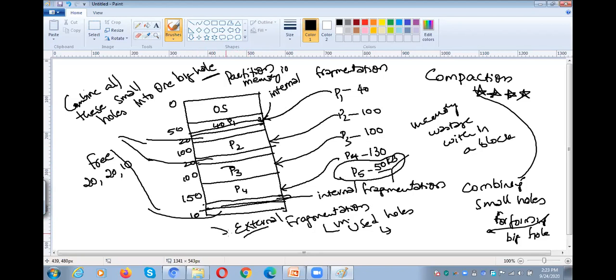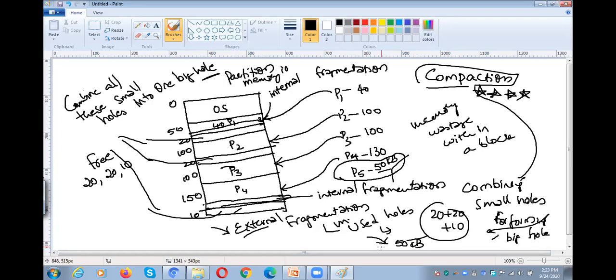How can we avoid external fragmentation? We can avoid external fragmentation by the technique called compaction. Compaction means combining all small holes to form a big hole. If we combine all the small holes, in our example there are 3 small holes of 20 size, 20 size and 10 size. If we combine all these 3, how much memory will we get? It will form a 50 KB hole, so that we can keep one more process in that particular hole.